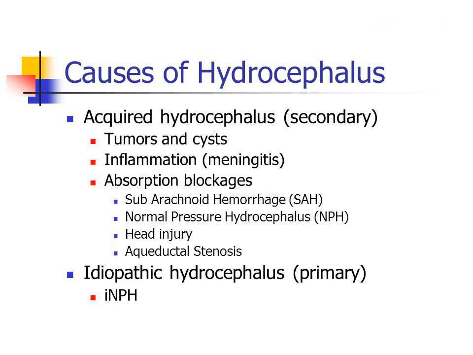Acquired hydrocephalus, secondary: tumors and cysts. Inflammation, meningitis. Absorption blockages. Subarachnoid hemorrhage, SAH. Normal pressure hydrocephalus, NPH. Head injury. Aqueductal stenosis. Idiopathic hydrocephalus, primary.